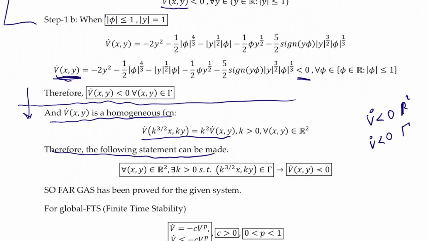the following statement can be made: for every x, y pair in R2 that you can give me, there exists, meaning I can find, a corresponding k, and probably it will depend on the x, y that you gave me, such that this expression is on that set. Using this expression immediately leads us to conclude that V dot is negative on the whole R2, by the way.